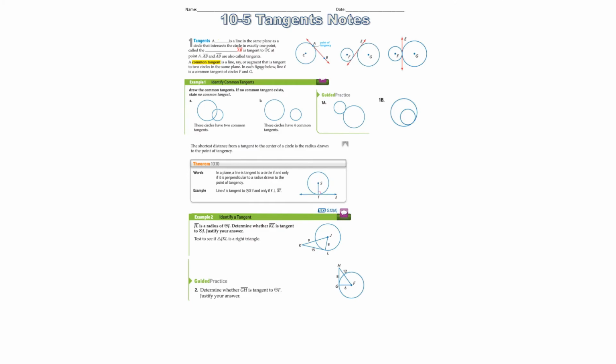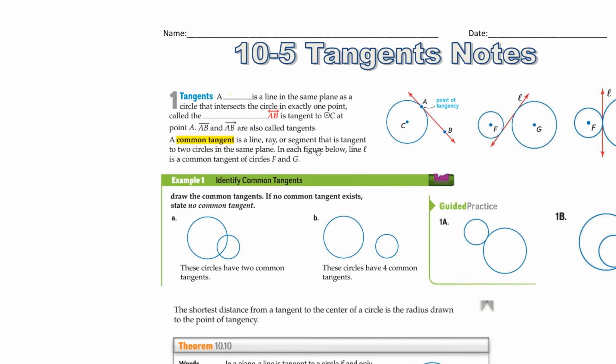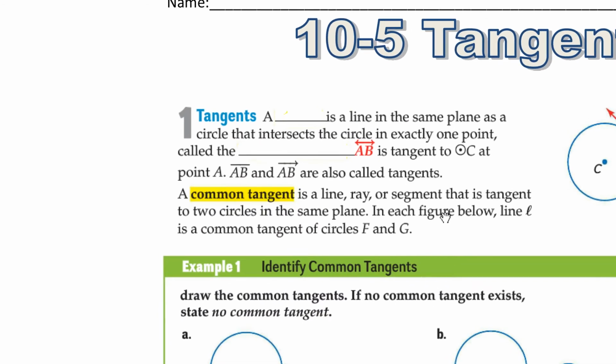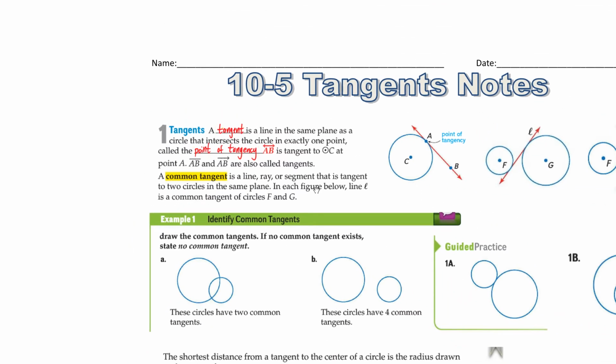Okay, today we're going to start talking about tangent lines. I know this is pretty small here. A tangent is a line in the same plane as a circle that intersects the circle in exactly one point called the point of tangency. Good. It's just this phrase right here. Point of tangency.